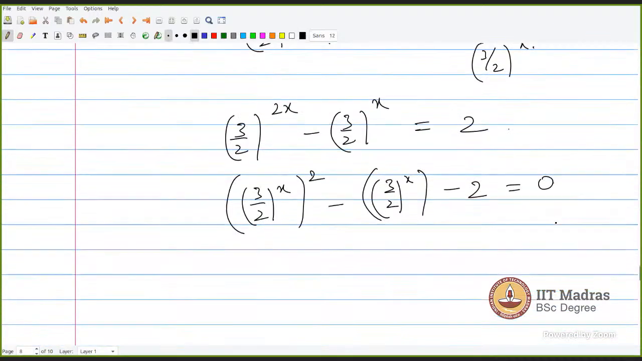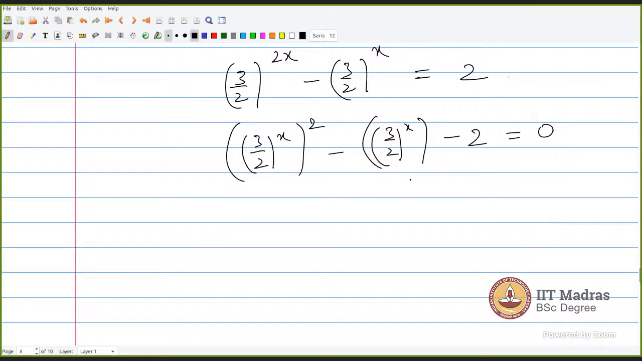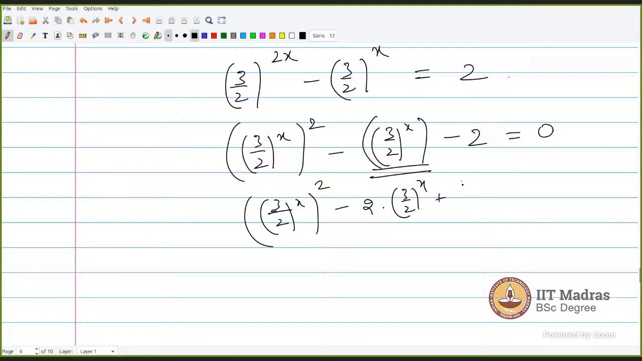Now this becomes a quadratic, and here our variable is 3 by 2 to the power x. So I can write it as 3 by 2 whole power x whole square. This I will split, minus 2 times 3 by 2 whole power x plus 3 by 2. I just factorize.